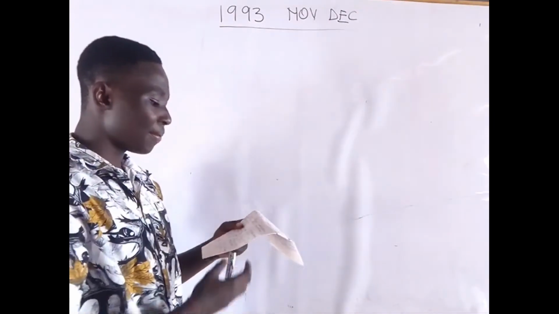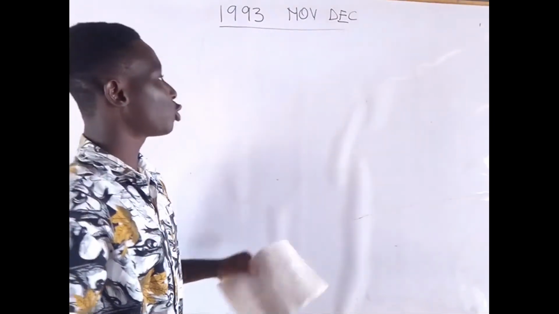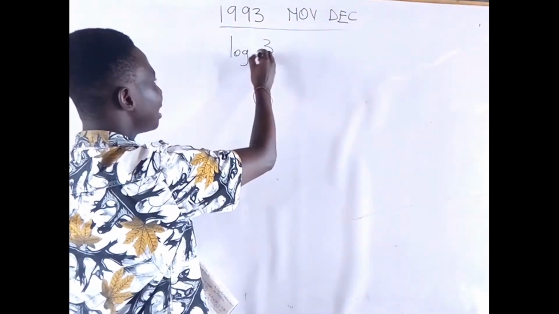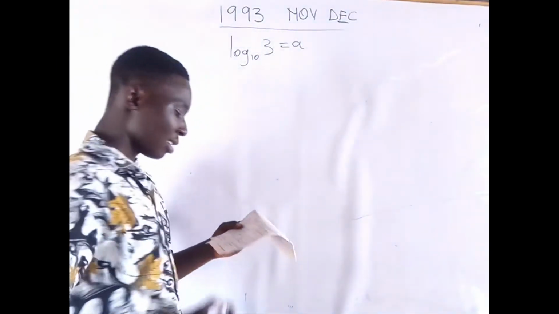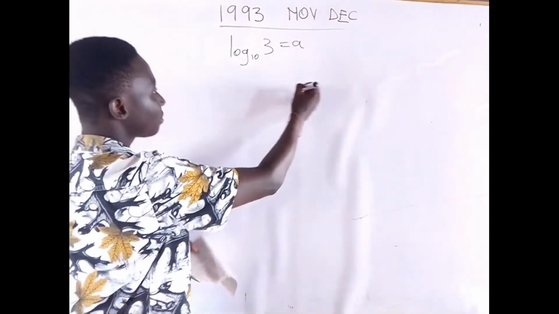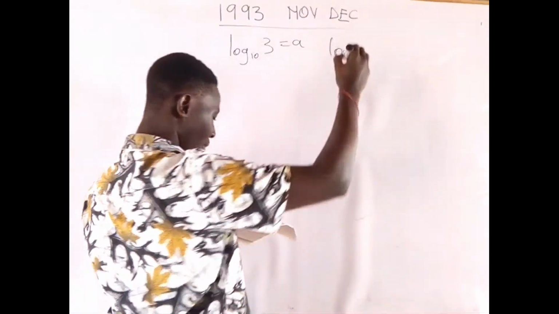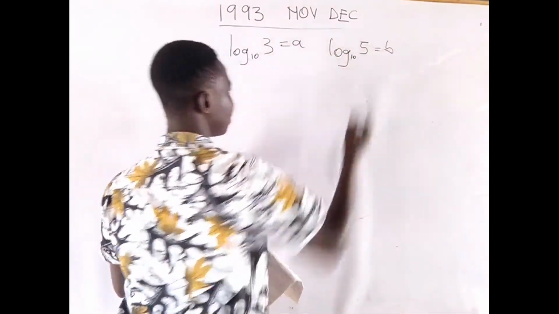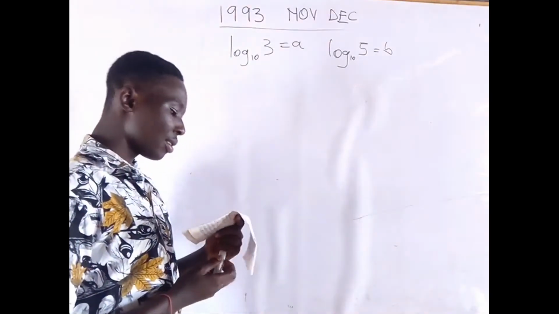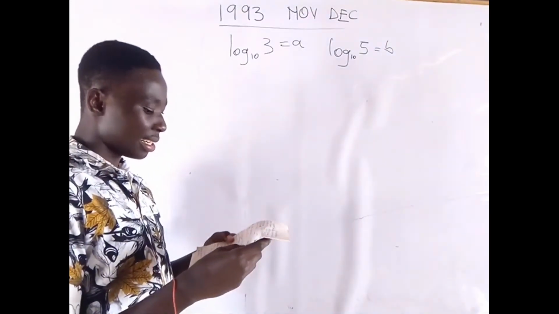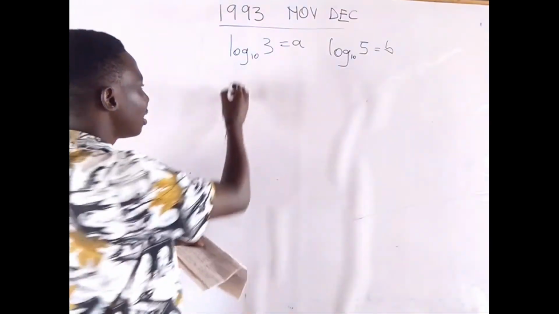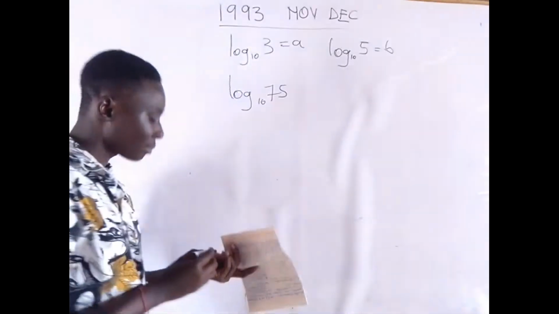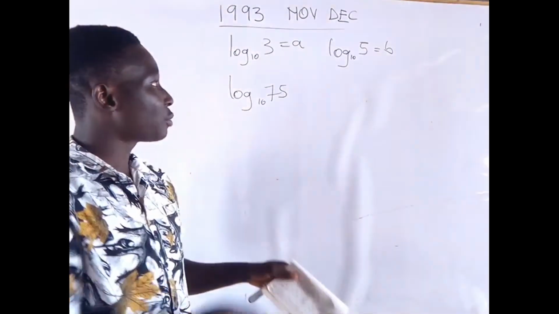Question number 13. If log 3 base 10 is equal to a, and log 5 base 10 is equal to b, find in terms of a and b the value of log 75 base 10.